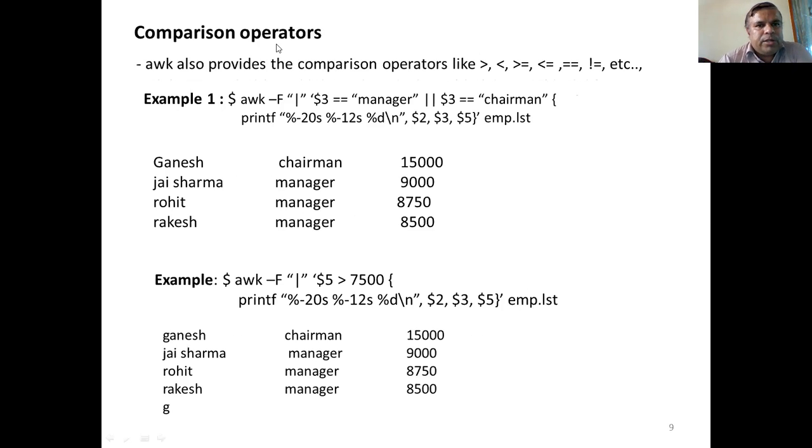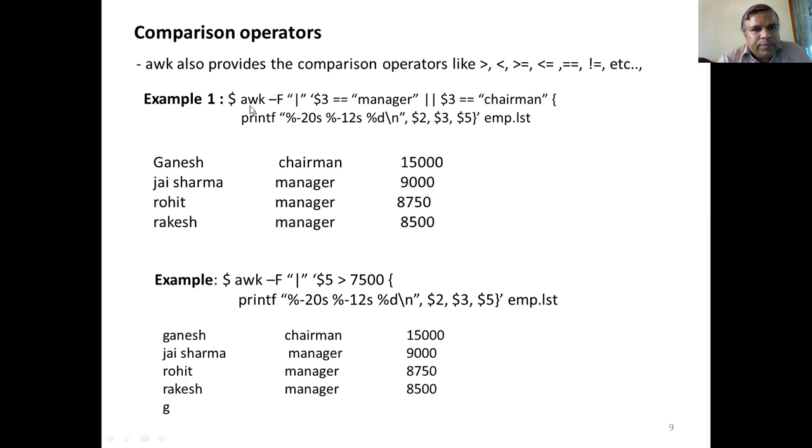Then the comparison operators. AWK also provides the comparison operators like greater than, less than, greater than or equal to, less than or equal to, double equals, not equal to, etc. Here is an example. We want to print all those employees whose designation is manager or chairman. Here we are making use of the comparison operator double equals.